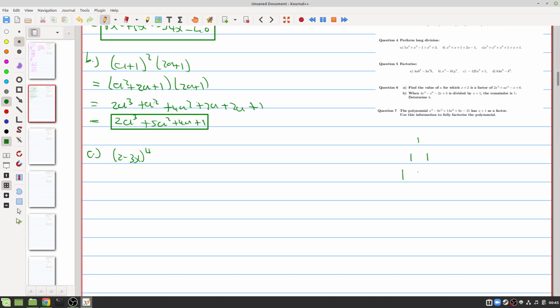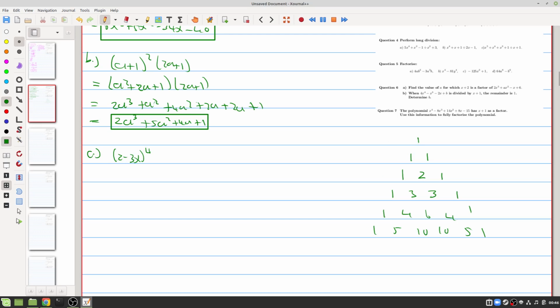Then you add the next two numbers. So 1 plus 1 is 2, and then you end with a 1. Start with a 1, add the next two, add the next two, end with a 1. And you just keep going like this, right? 1, 4, 6, 4, 1, 1, 5, 10, 10, 5, 1, and this is a triangle that continues going like that. So what does this represent?